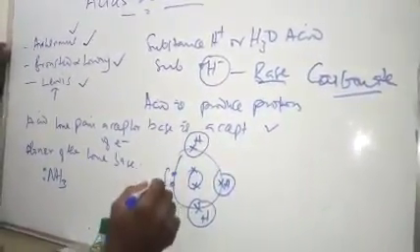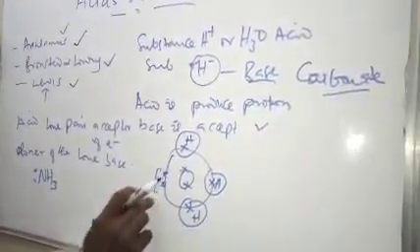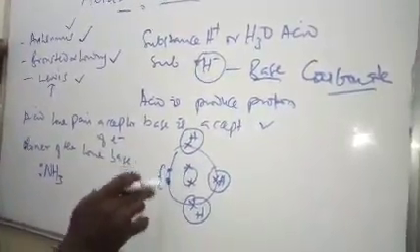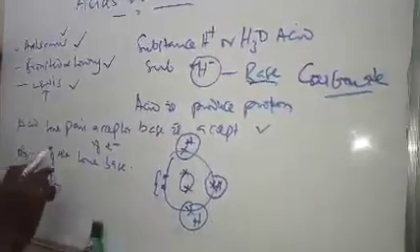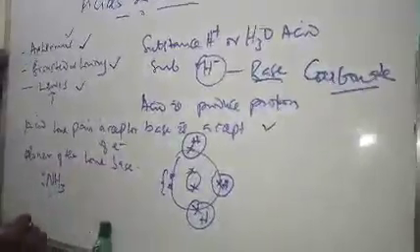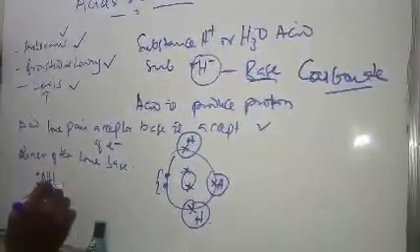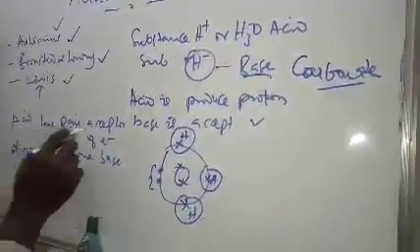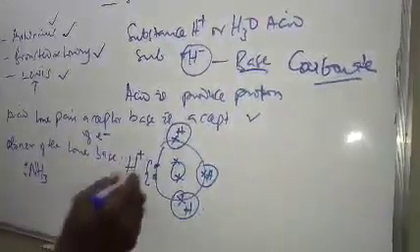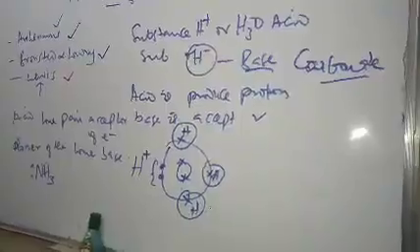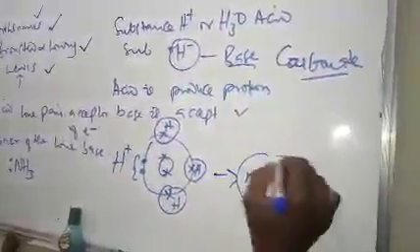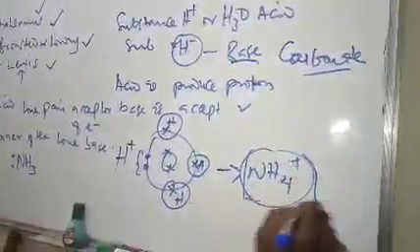Ammonia can easily give out this lone pair. It has the lone pair, hence it is a base, since it can donate this lone pair. An acceptor of the lone pair is the acid. A proton can easily accept this lone pair to form an ammonium compound.